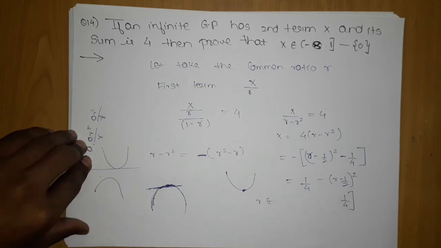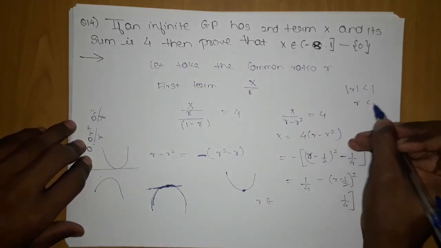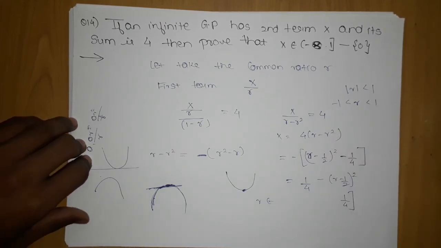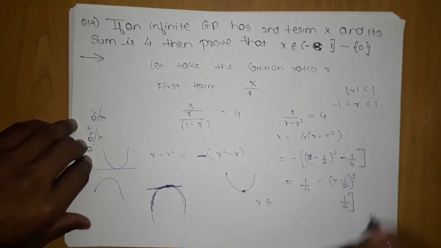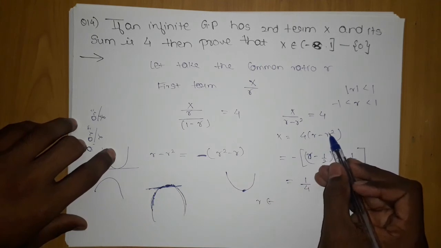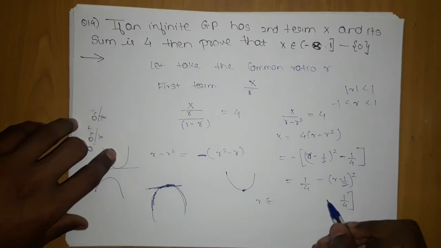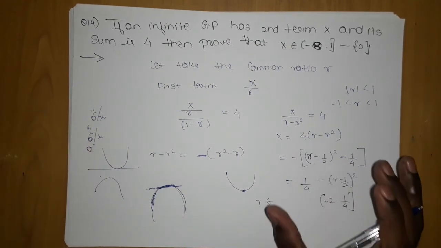But we know in infinite GP mod r is less than 1, so r belongs from minus 1 to 1. It can be anything, so let's place minus 1 and check where it gets. If I place minus 1, it will be 1 minus minus 1, that is minus 2. So it belongs from minus 2 to 1 by 4. This 4 has nothing to do with it, it is just a multiple.